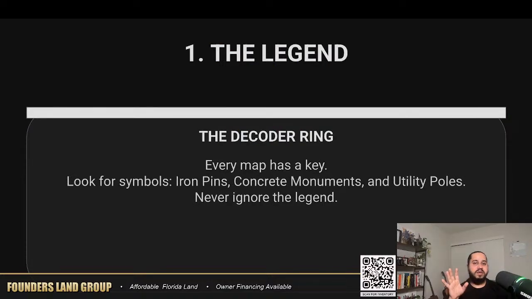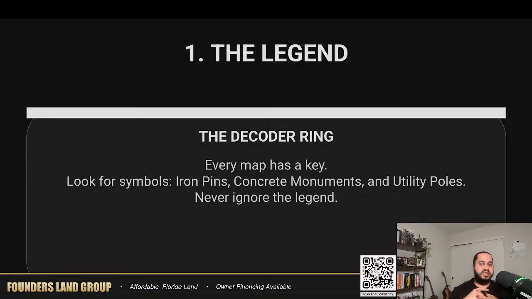We are going to guide you through understanding how a plat map will look. By the end of these slides, you will be able to see a fully generated surveyor boundary that has come through one of our properties. But what I'm trying to make sure is for you guys to read through it. So the decoder ring, the legend I call it, is a very important thing. Every map has a key. Look for symbols: iron pins, concrete monuments, utility poles.